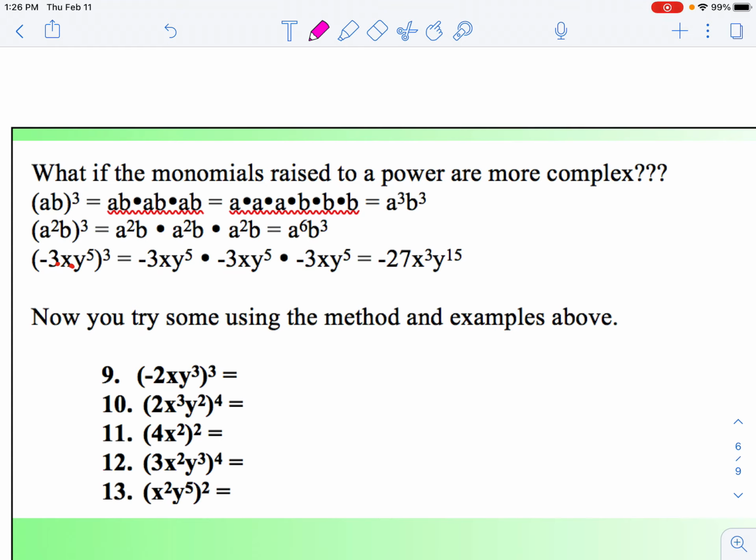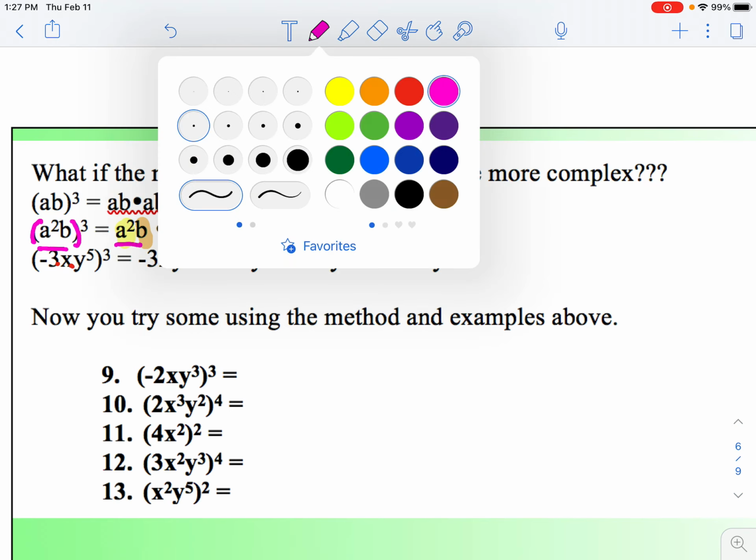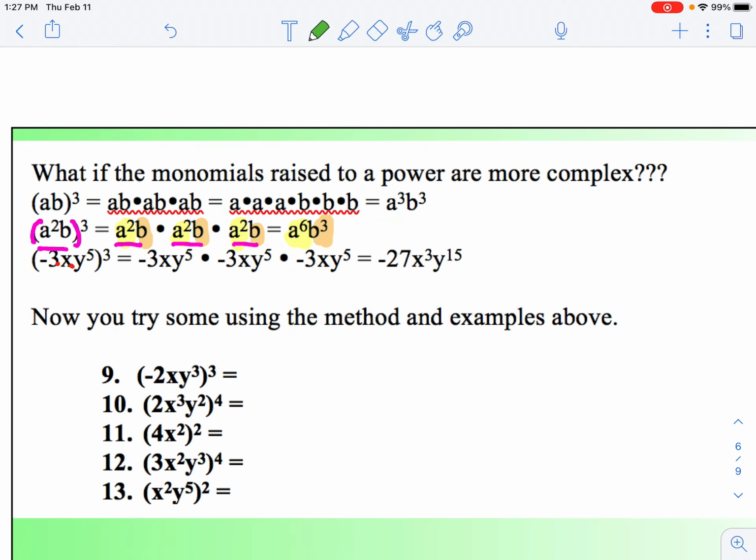If we look at the second one, we have all of this raised to the 3rd power. So we have to take a squared b and multiply it 3 times. Well, here's a squared times a squared times a squared, and that gives us 2, 4, 6. Then we take our b to the 1st, b to the 1st, b to the 1st, and that gives us b to the 3rd power. And it can get a little trickier with negatives, so be careful, okay?